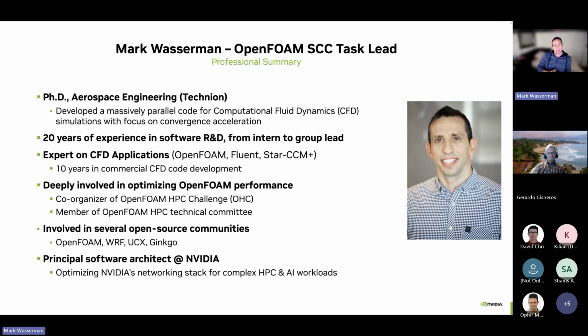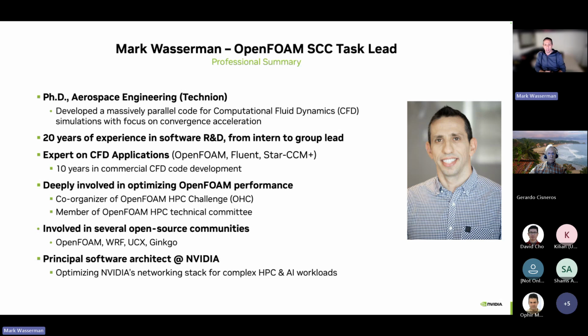My original expertise, and something that I enjoy doing today as well, was CFD applications. Among them are OpenFOAM, but also commercial variants such as Fluent, StarCCM+. And I spent over a decade developing commercial CFD code, not open source, but commercial CFD code. But all the time that I worked on this, I was also deeply involved in optimizing OpenFOAM performance.